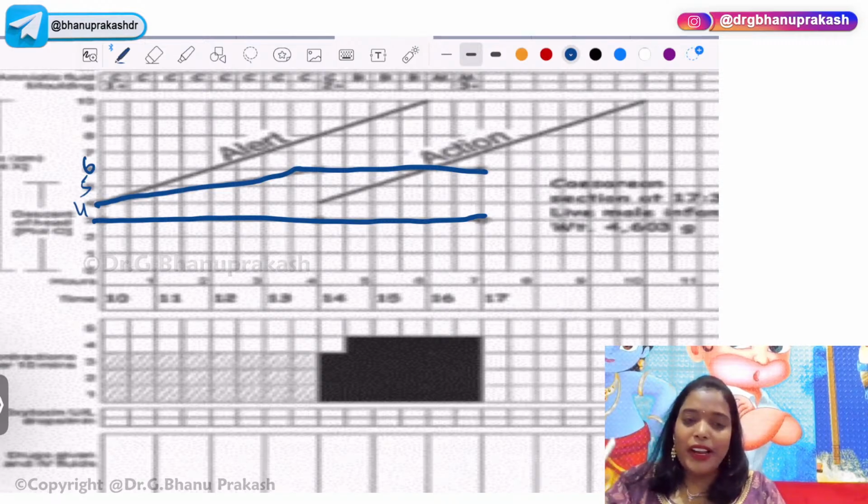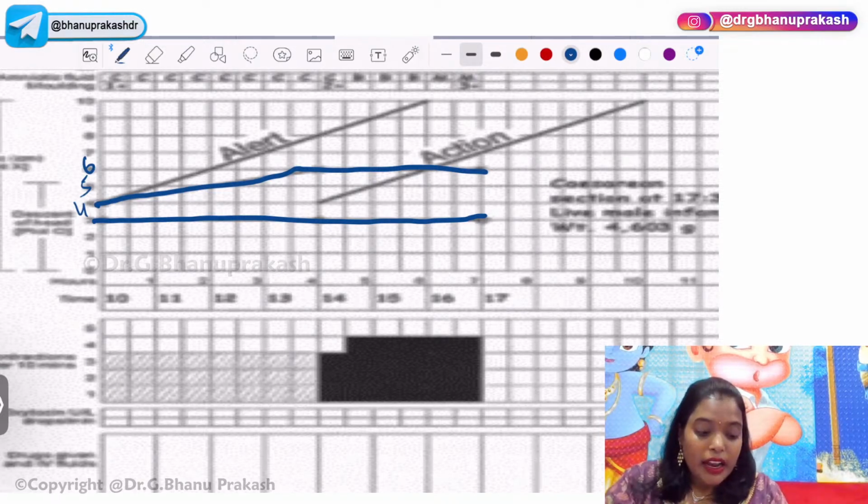So don't you think when the fetal head is completely arrested, you have to better go for LSCS? So you have to go for LSCS here, right? So you have to go for LSCS, and this is nothing but cephalopelvic disproportion.